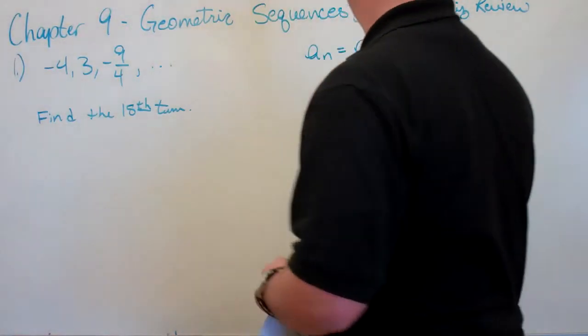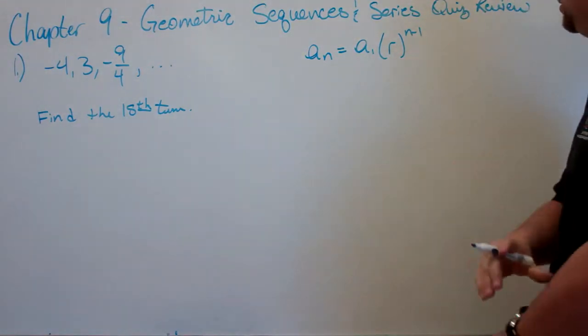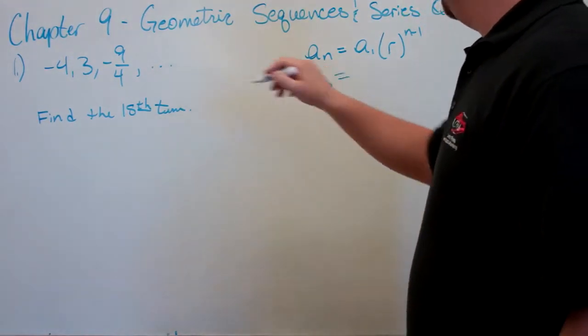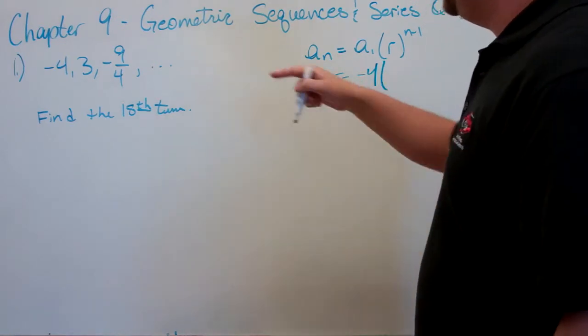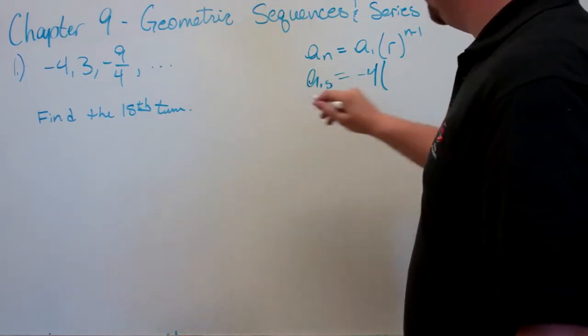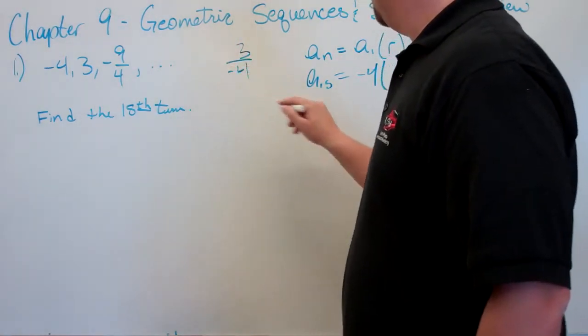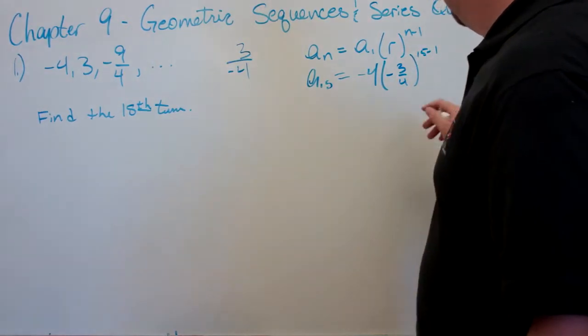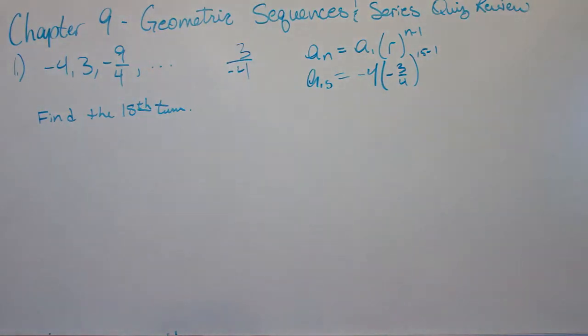Alright, so here's our formula: a sub n equals a sub 1 times r raised to the n minus 1. So a sub 15 is going to equal our first term, which is negative 4, times our ratio. You get your ratio by picking one term and dividing it by the term before it, so our ratio is negative 3 over 4, raised to 15 minus 1. Punch that into your calculator: negative 4 times negative 3 divided by 4 raised to the 14th.